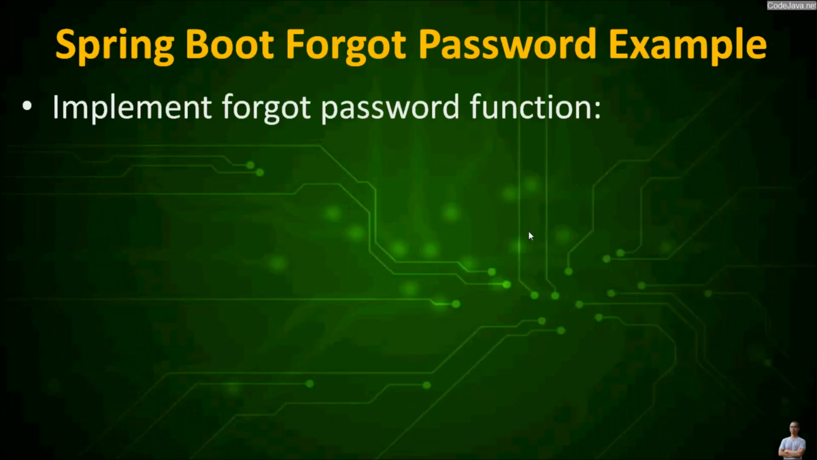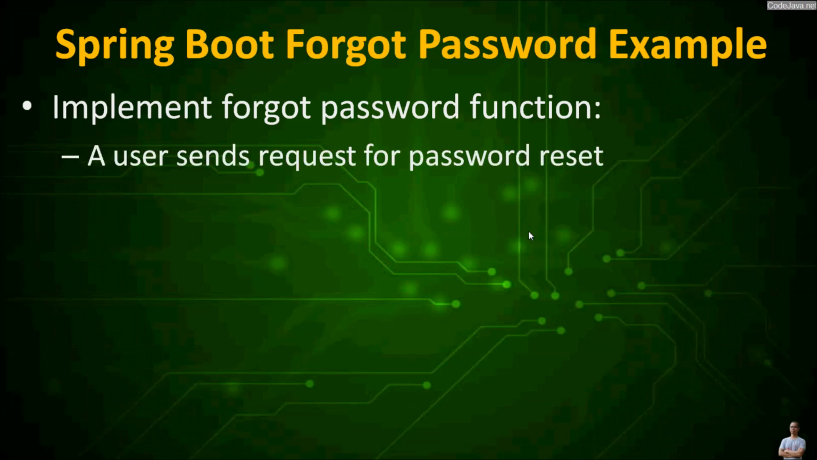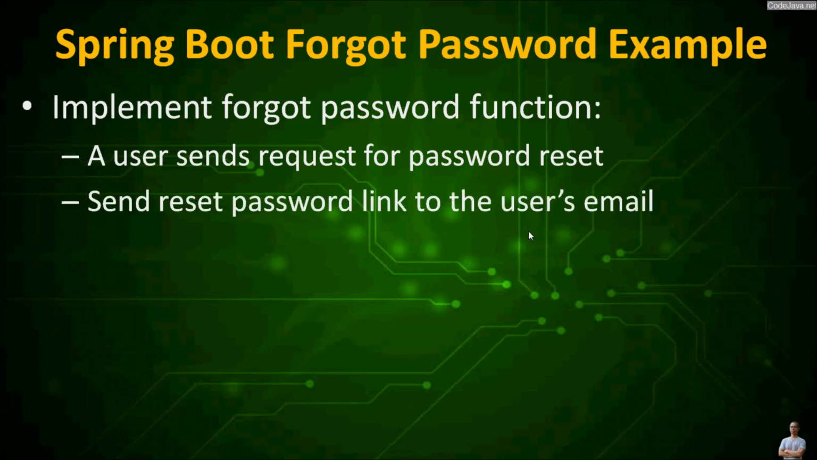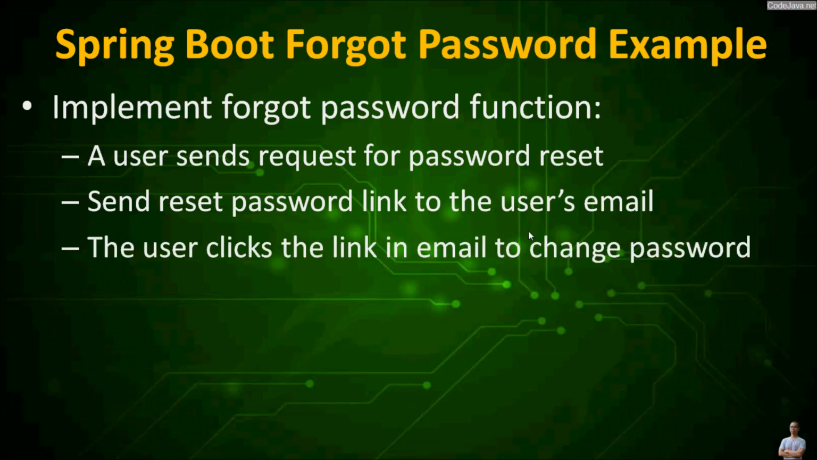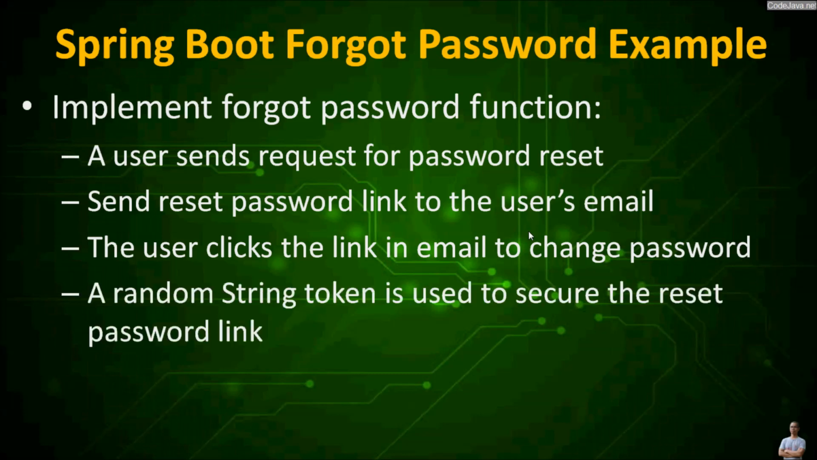Through this video, I will guide you how to implement a forgot password function for an existing Spring Boot application using the following strategy. First, a user sends a request for password reset, and then the application will send a reset password link to the user's email, and then the user clicks the link in the email to change the password, and a random string token is used to secure the reset password link.